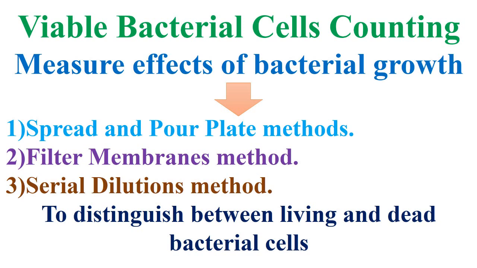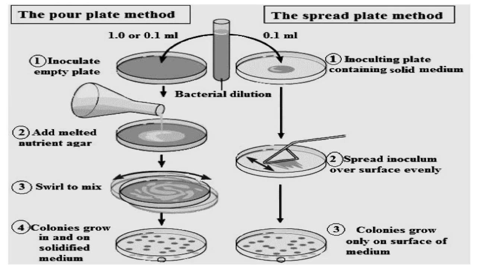Today, we are talking about viable bacterial cell counting, which is used to measure the effects of bacterial growth, using spread and pour plate methods, the filter membrane method, and serial dilution methods, to distinguish between living and dead bacterial cells.